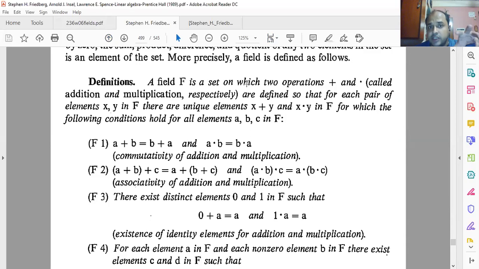Because this field definition has been chosen from the same book from which you are following the vector space chapter. So the same author has written the definition of field as well as the definition of vector space. Then there will be no mixture of notations, and you will not be lost. So I suggest you follow the definition of field from the Friedberg book itself. That is the point. And I am showing this because this was Aniket's problem.